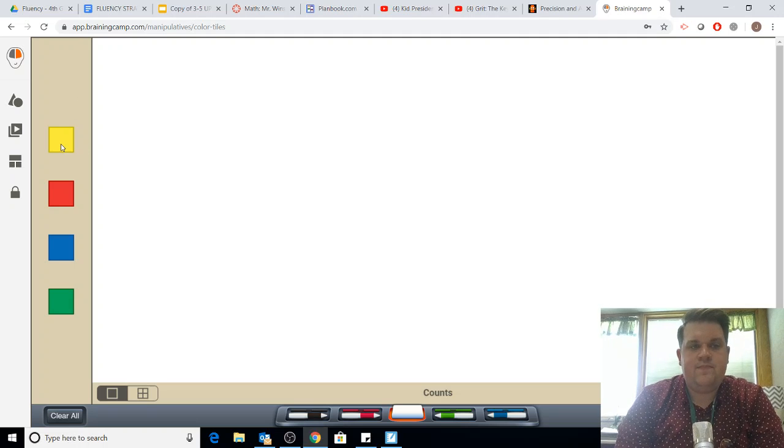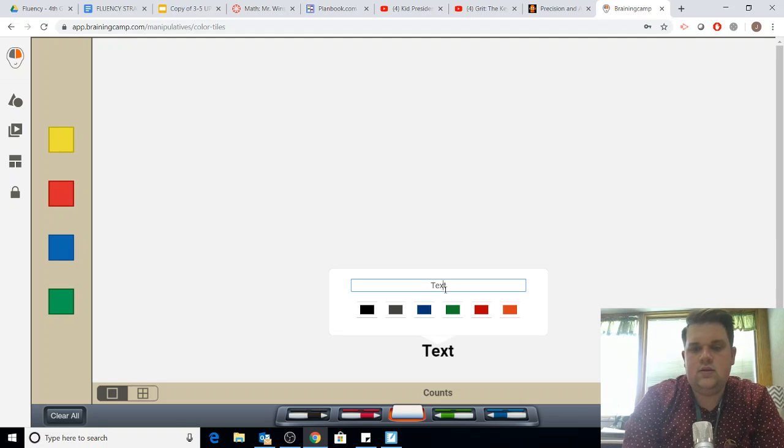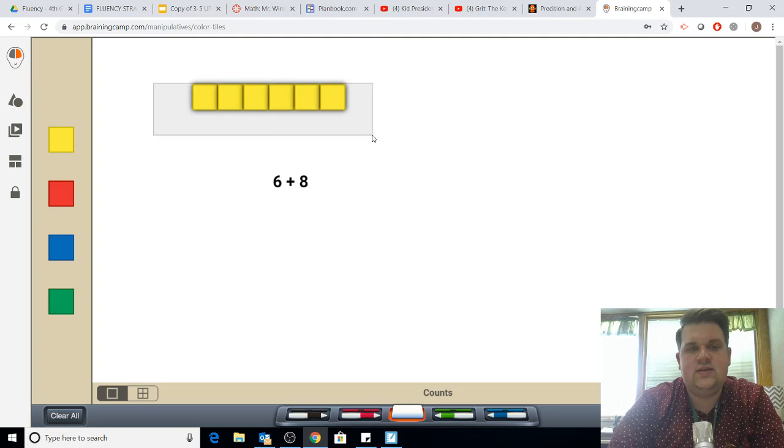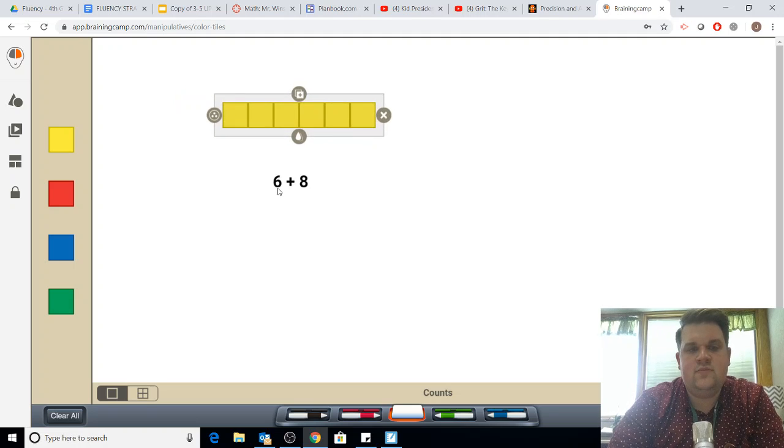As I pull this up, I'm going to put in here 6 plus 8, and I'm going to move that right over here. As we look at this problem, 6 plus 8, there's 6 and 8 with 2 left over. So if we double 6 and add 2 more, we'll get our answer. So I'm going to make 6. There's the 6 that is represented in the first add-in.